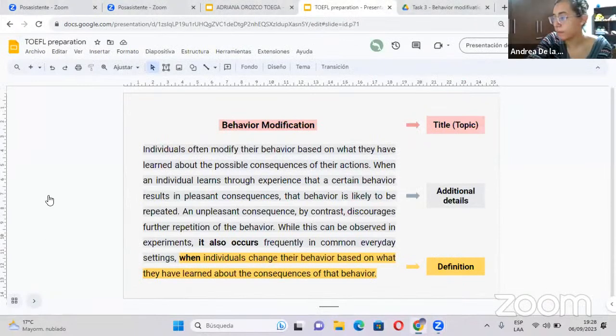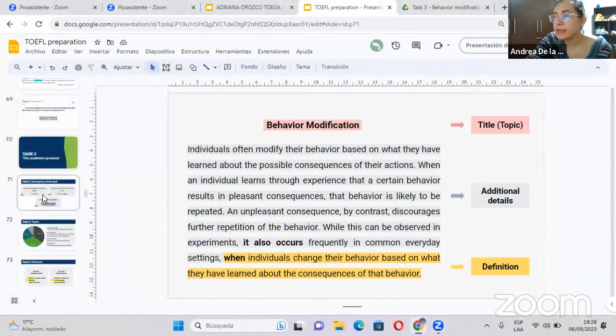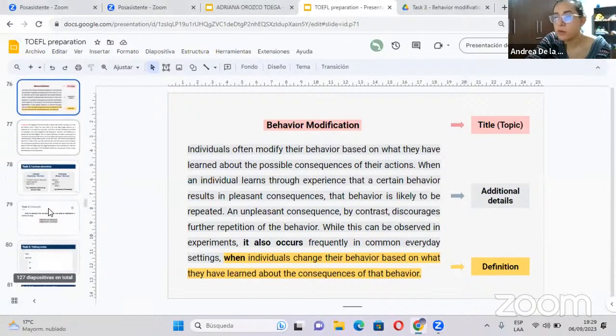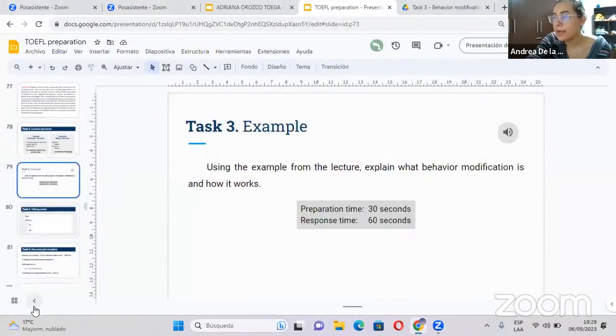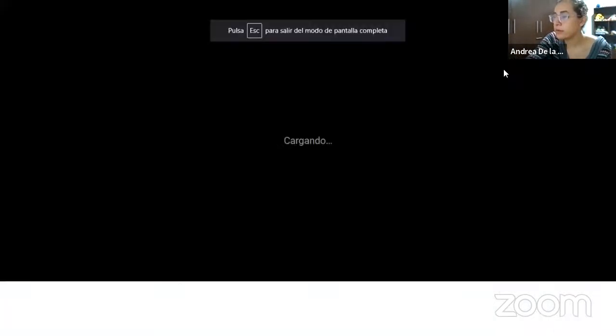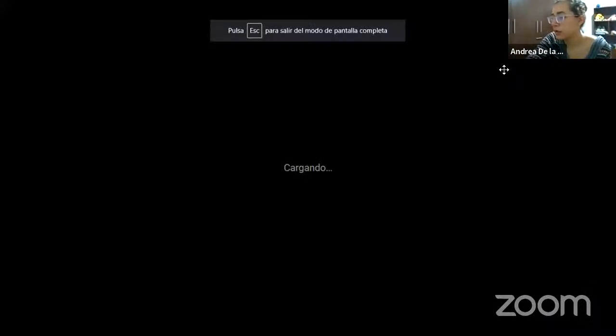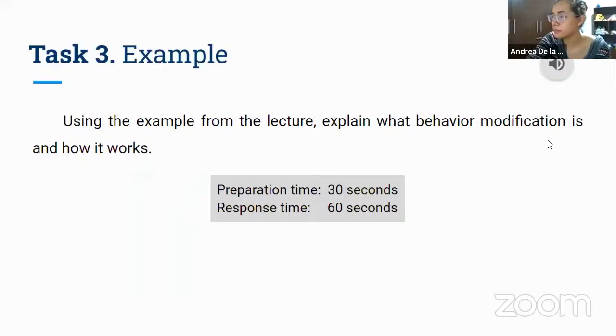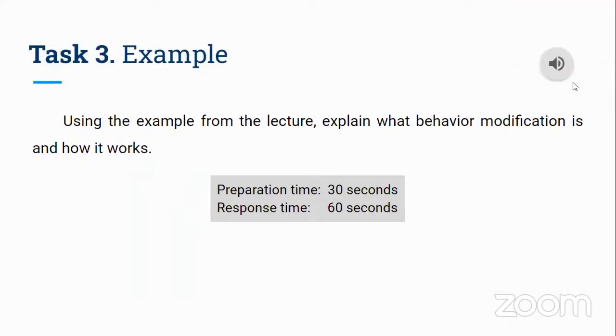Okay, I'm glad. Now, what exactly do you have to do? Here's the question. So, Alejandro, could you please read the question? Okay, can you please read the question, Alejandro? Using the example from the lecture, explain what behavior modification is and how it works.